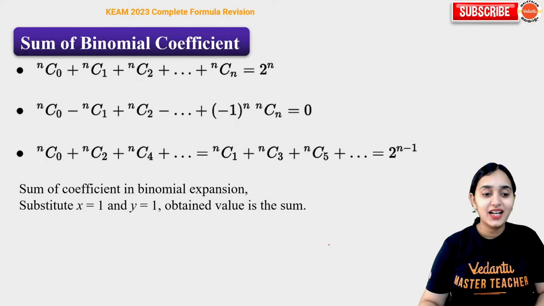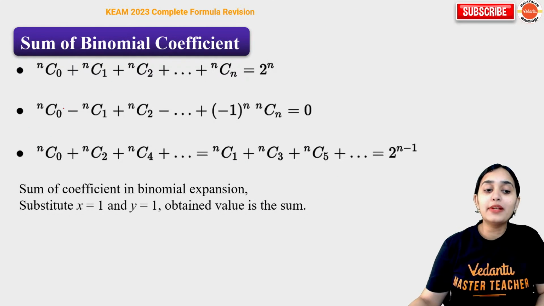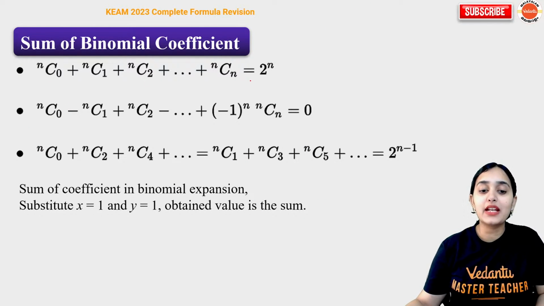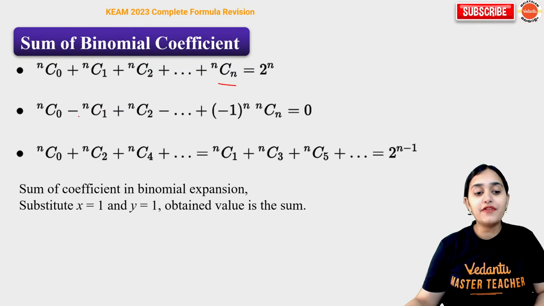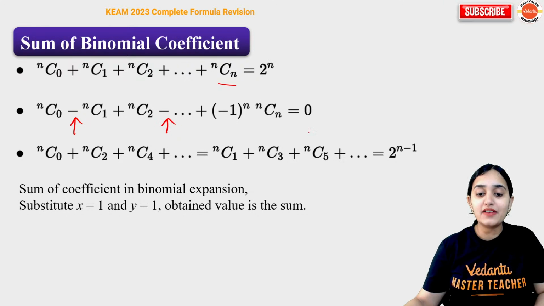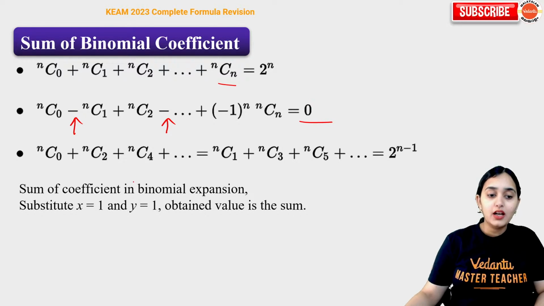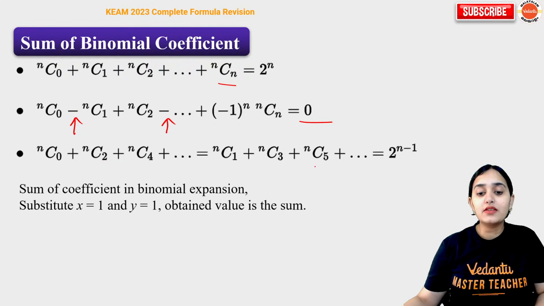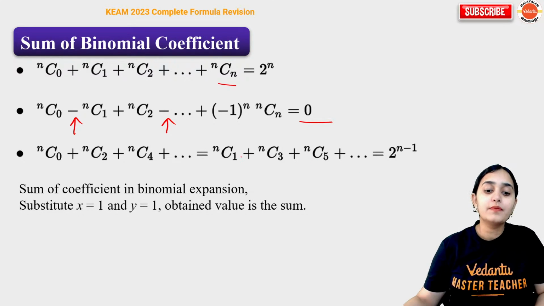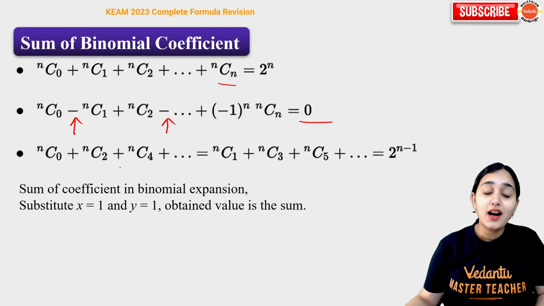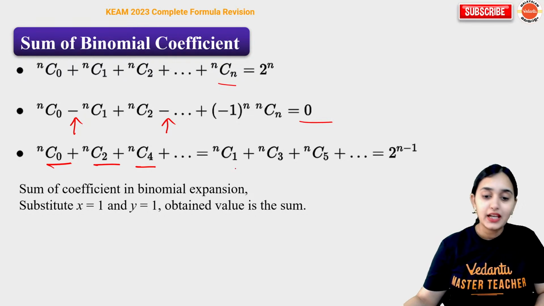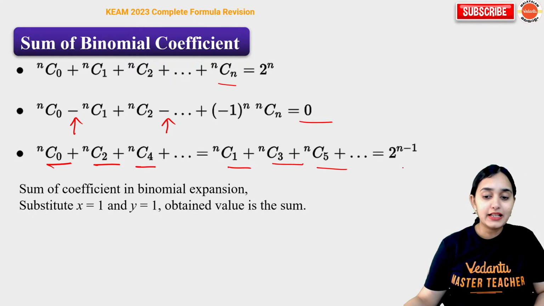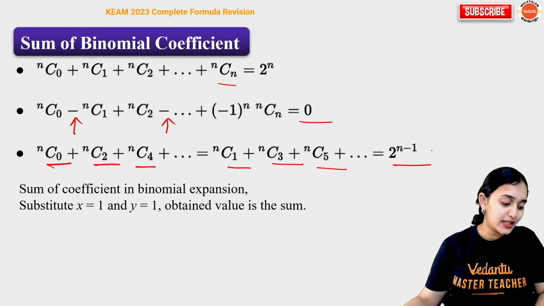Cool. Sum of binomial coefficients, nC0 plus nC1 and so on up to nCn, is 2 to the power n. nC0 minus nC1 and so on, if there is an alternate negative sign, it is 0. nC0 plus nC2 plus nC4 and so on is always equal to nC1 plus nC3 and so on, like even coefficients sum is equal to odd coefficients sum. It is equal to 2 to the power n minus 1.